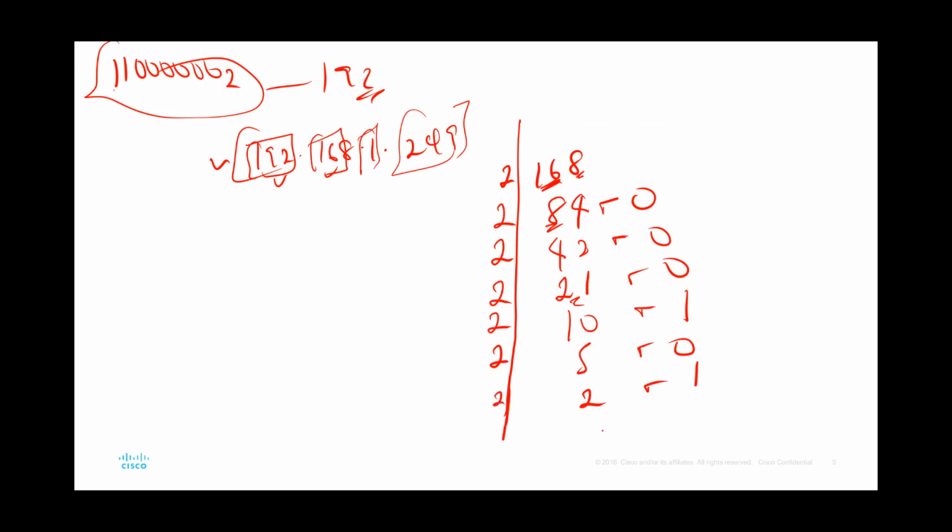2 divided by 2, 1. Remainder 0. And then the last one. 1 divided by 2, it will not go. So you say 0, then remainder 1. You write from bottom up. That is 1, 0, 1, 0, 1, 0, 0, 0. So that is 168, 1, 2, 3, 4, 5, 6, 7, 8 digits, base 2. This is how the computer sees 168.